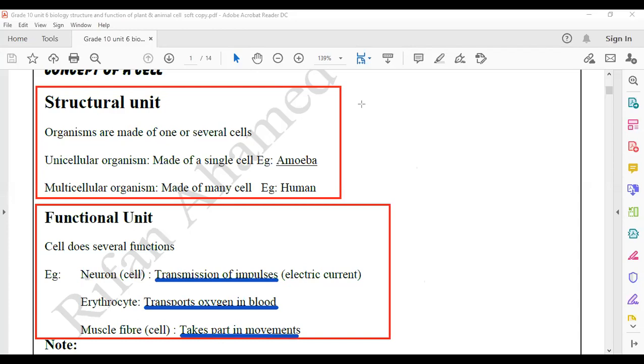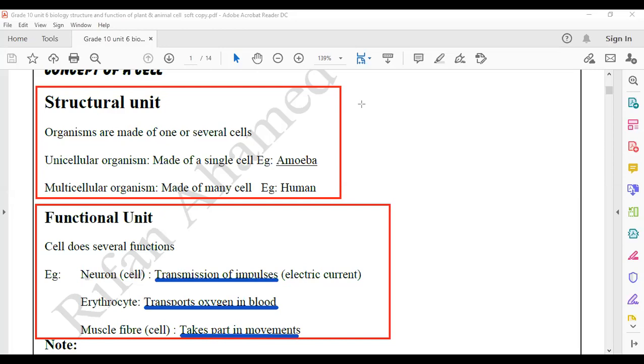So, are these the only 3 functions happening in our body? No, no, no. There are hundreds of functions in our body. These are just 3 examples, pointing to 3 cells in our body.